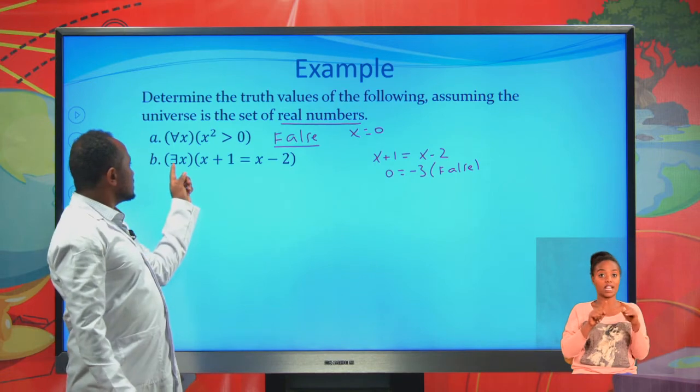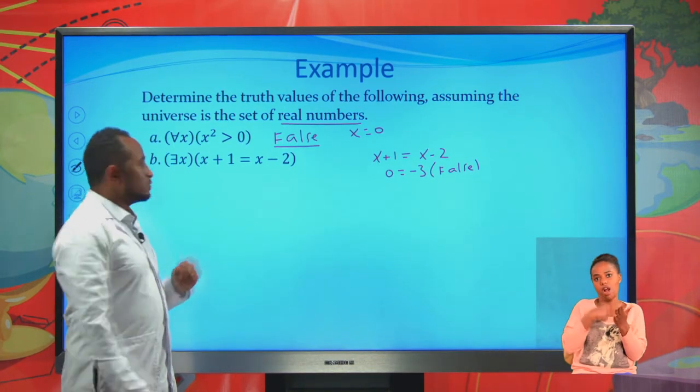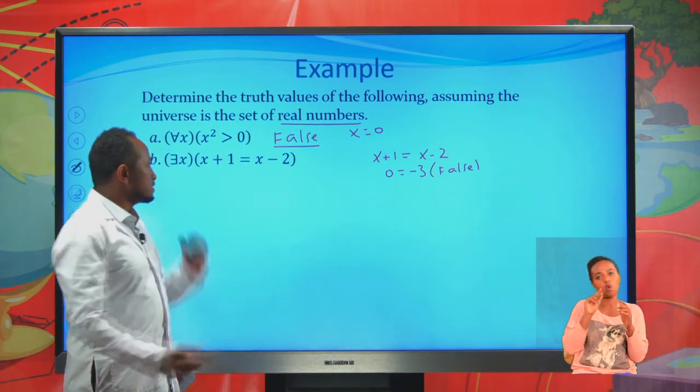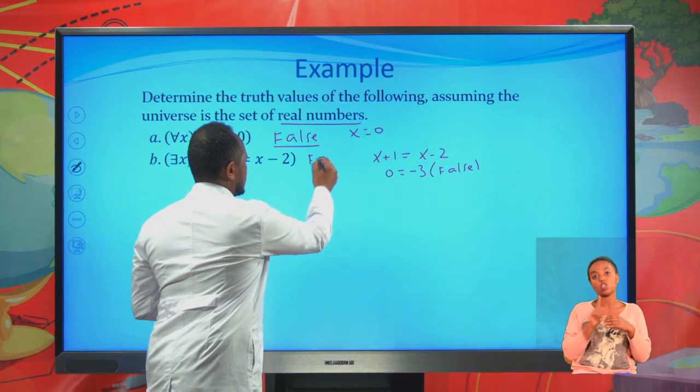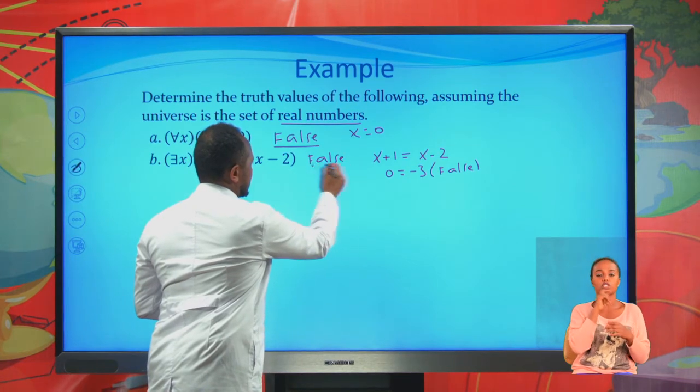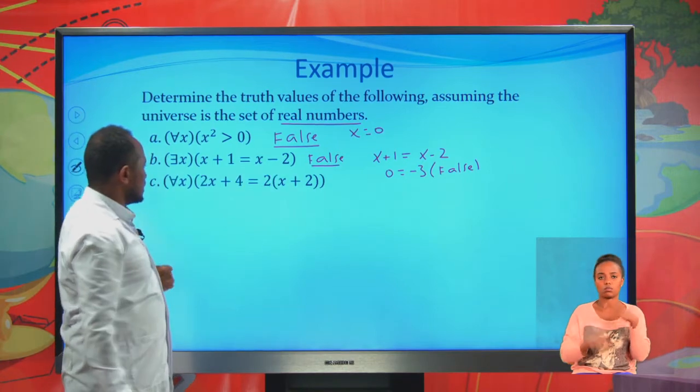But the statement here says there is a real number satisfying this. So it's false, because there is no real number satisfying this equation. So the answer is false. There is no real number satisfying this one. Now let's proceed to the next.